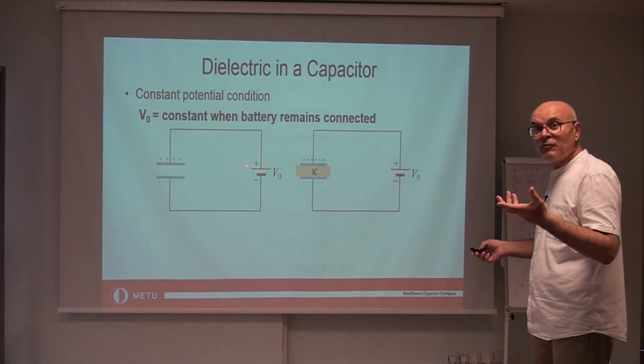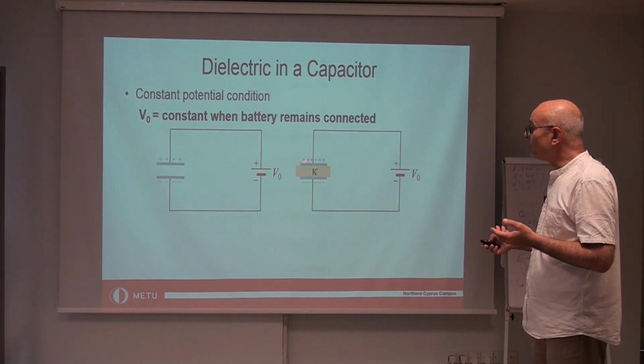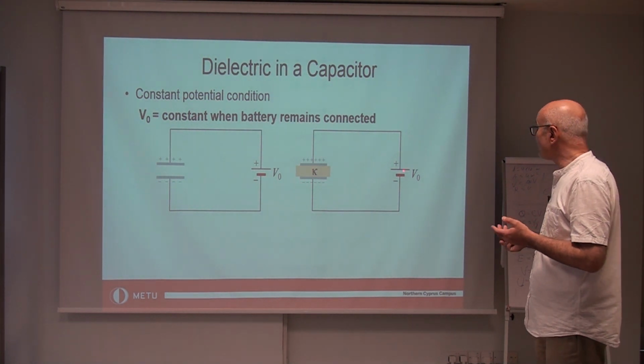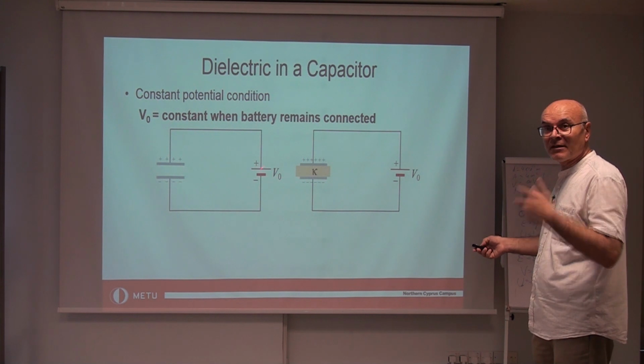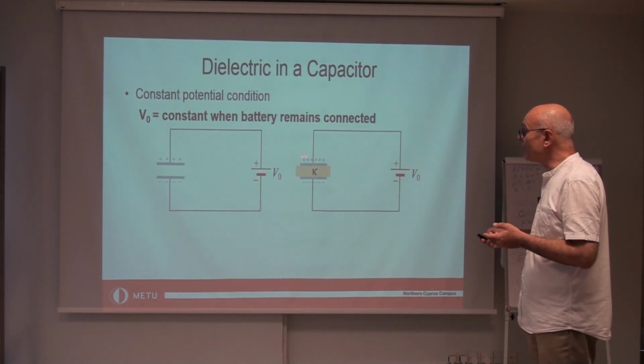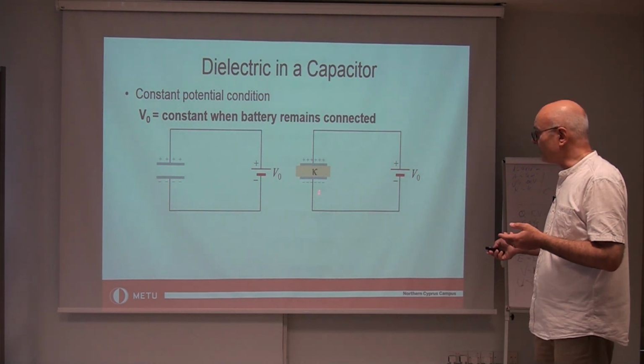Therefore, how can you increase the potential of this? More charge will come and accumulate here, and the same applies here. More charge will come and accumulate here. This will continue until this and this are again at the same potential. The result will be an increase in the charge accumulated on this plate and on this plate, of course.